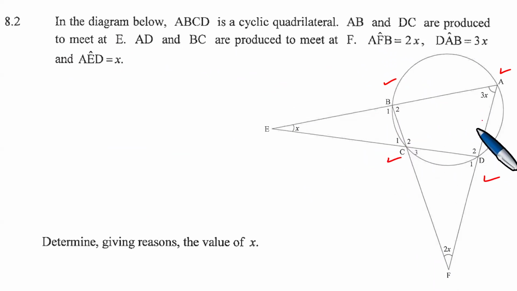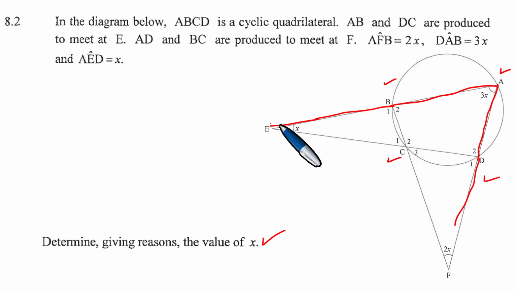Angle AFB is 2x, and angle DAB is 3x. So obviously here we have DAB is 3x there, and also the angle AED is x. But now, we want to calculate the value of x. So let's look at this triangle here. This triangle takes us back to grade 10.